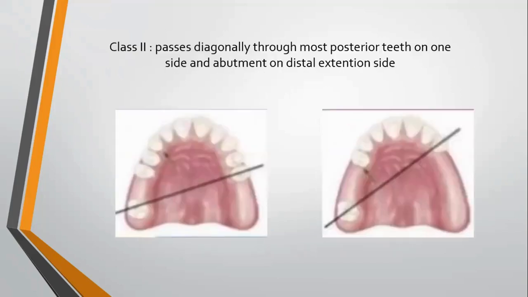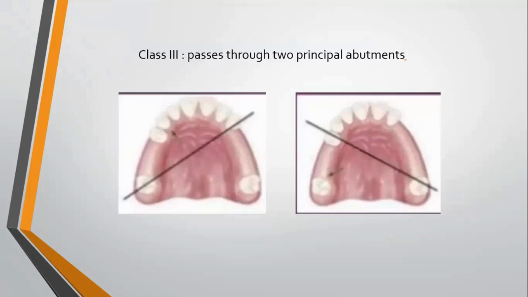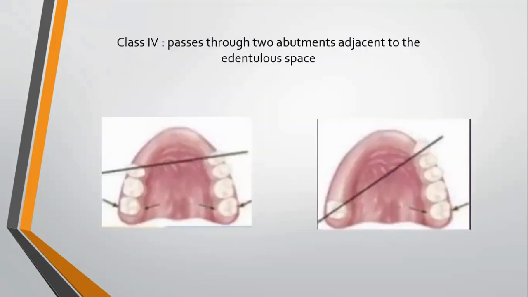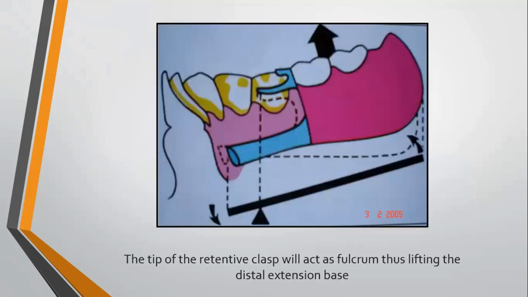And here you can see this is a class 3 situation, and a class 2 situation with a modification space. Here also you can identify the fulcrum line, which passes through the most distal abutment, which can be used as a direct retainer. In a class 3 situation, it passes through the two principal abutments. This is the fulcrum line, and the principal abutments form the fulcrum points. In class 4, it passes through the two abutments adjacent to the edentulous area. So these are the different planes in which the denture is able to move.